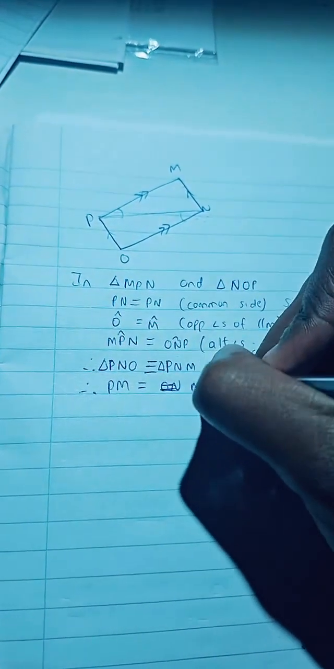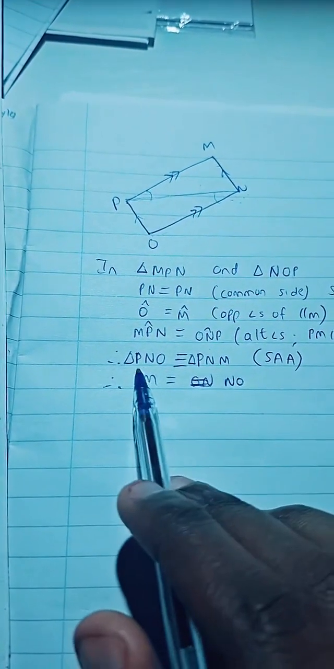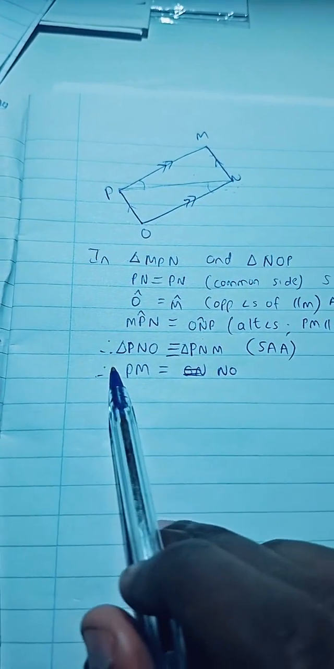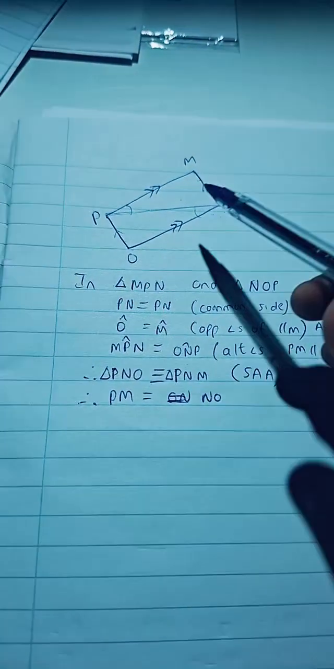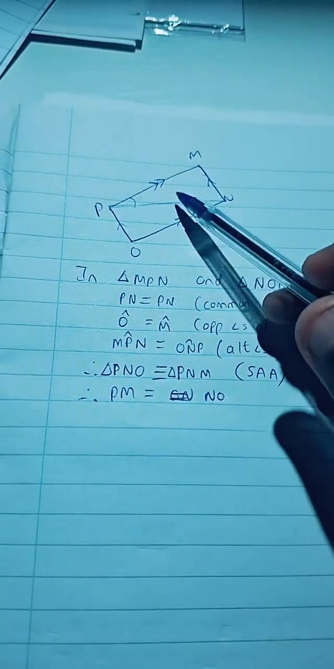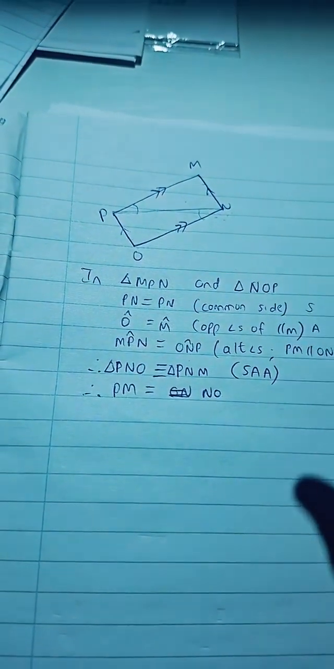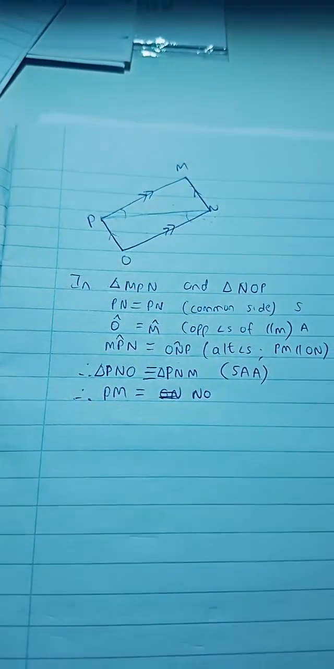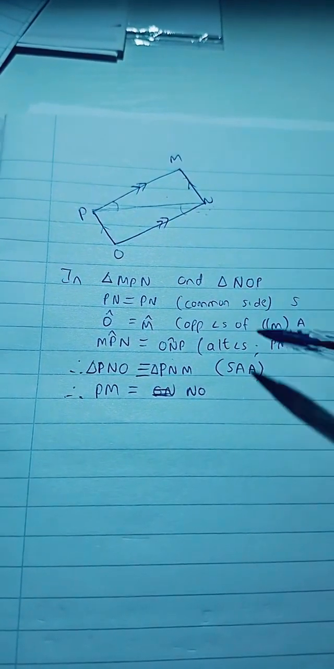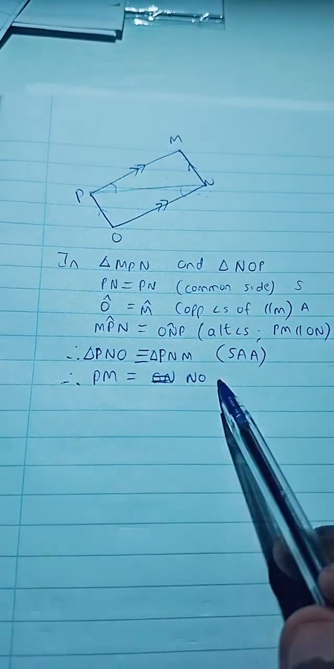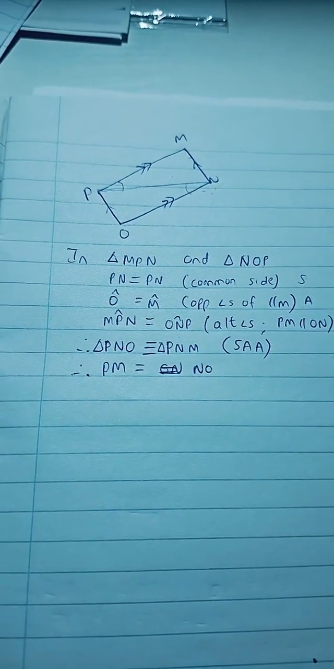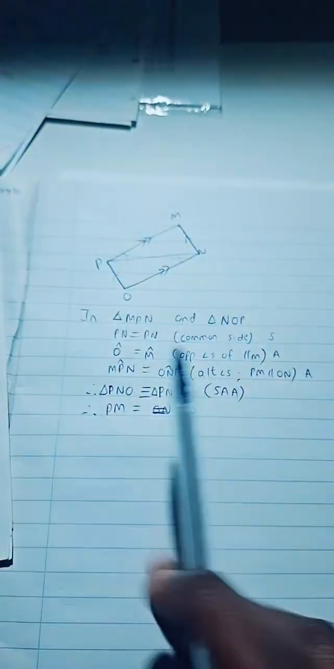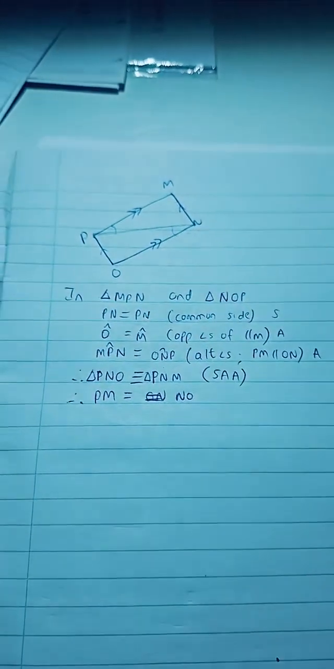Okay, since the triangles are congruent, I can conclude that PM is equal to NO. Because remember, if two triangles are congruent, they are equal in every respect: equal according to side, equal according to angle, for each respective side and angle of each triangle. So I can now say PM is equal to NO. Finished. So I used congruency to prove that PM is equal to NO, and that is basically how I went about it.